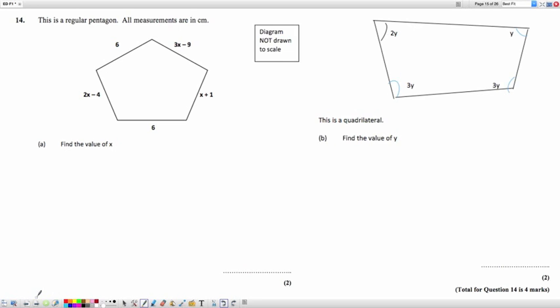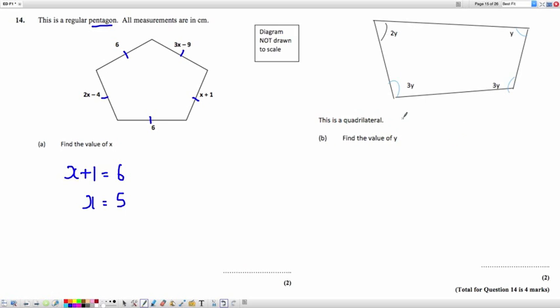Question number 14. This is a regular pentagon. A pentagon has 5 sides. We're asked to find the value of x. If it is regular, all of these sides are equal. So we can find our value of x by taking one of these algebraic expressions and making it equal to 6. So let's go for x plus 1 equals 6. So x equals 5. Now that would work if you had chosen either of the other two sides. X is equal to 5.